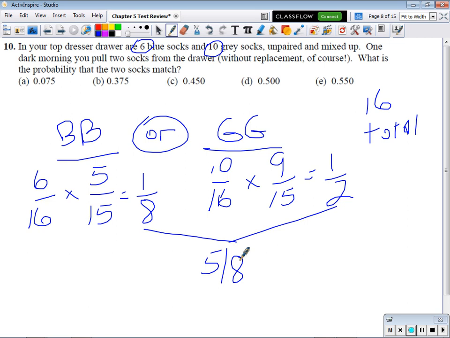Okay, which in this case, that's not correct. So let me see real quick here. So I got 6 over, check my math here, 6 over 16 times 5 over 15. Let's see here. So I got 6 over 16. I'm going to pull my calculator up on this one.